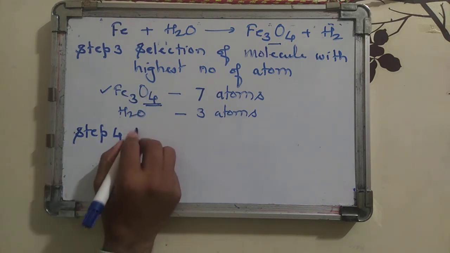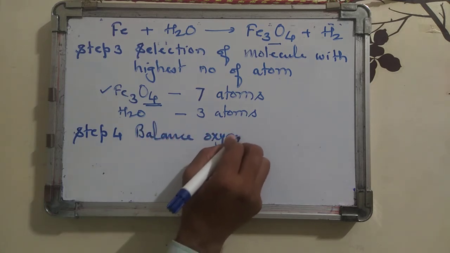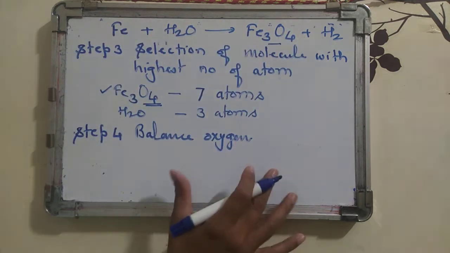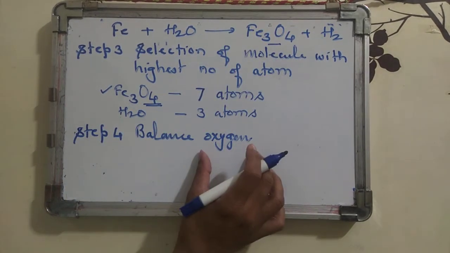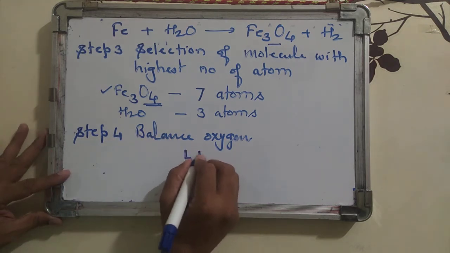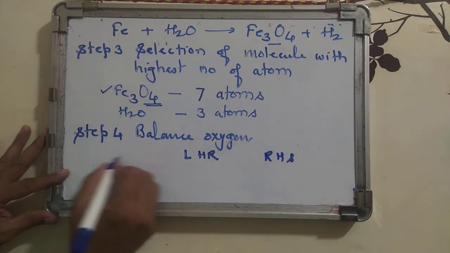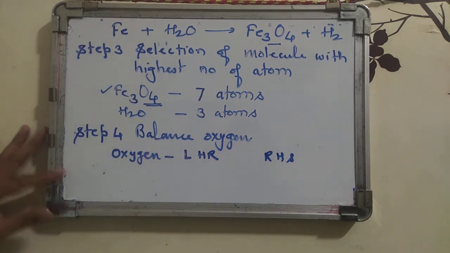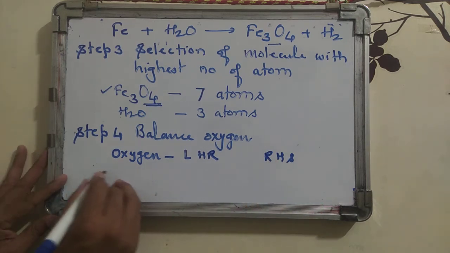Now in the fourth step, balance oxygen. Oxygen is present in the highest number in the given reaction, out of all reactants and products, and it is highest in the product, so this molecule is selected. Now, balancing of oxygen. Let's see what the initial number is on the left hand side as well as on the right hand side. First you need to write down oxygen, and for this oxygen, how many atoms are present on the left hand side and how many on the right hand side? Oxygen, what is the initial number?